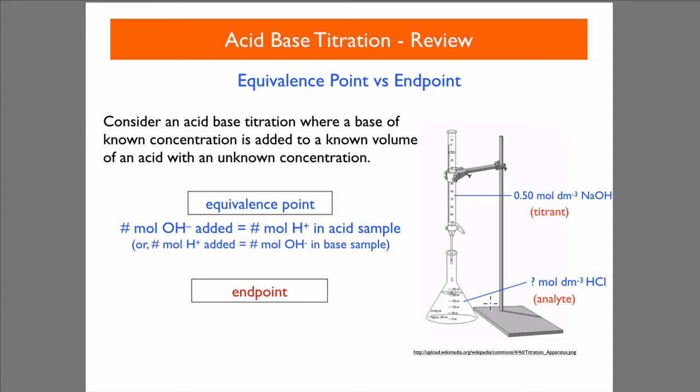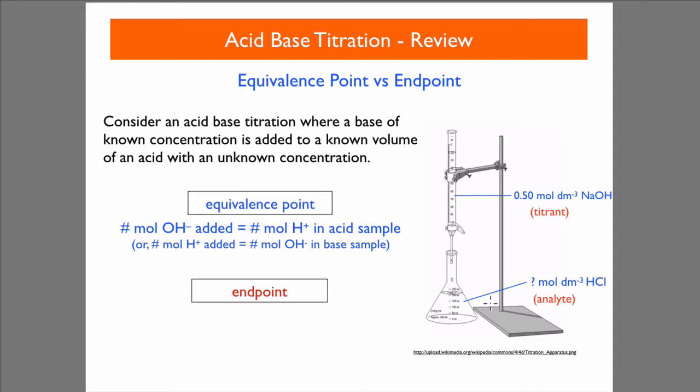The equivalence point is where the number of moles of hydroxide ions added equals the number of moles of hydrogen ions in the acid sample. Or you could say the number of moles of hydrogen ions added would equal the number of moles of hydroxide ions in the base sample if it was switched around. So equivalence point is when you have an equivalent amount of hydroxide ions and hydrogen ions.